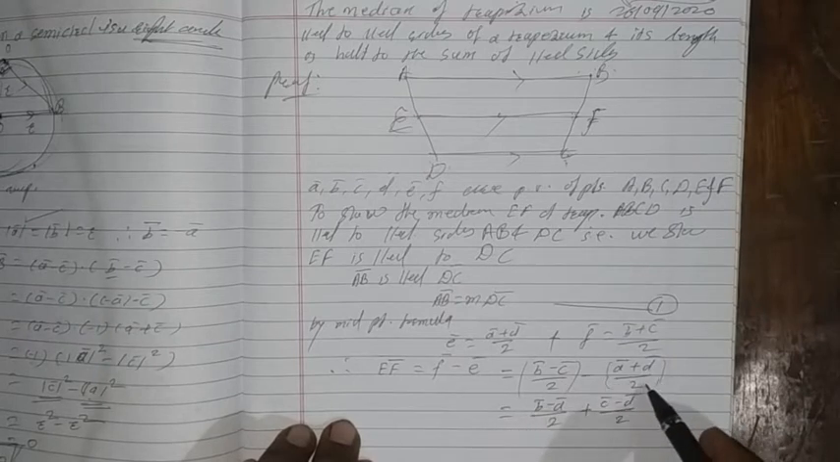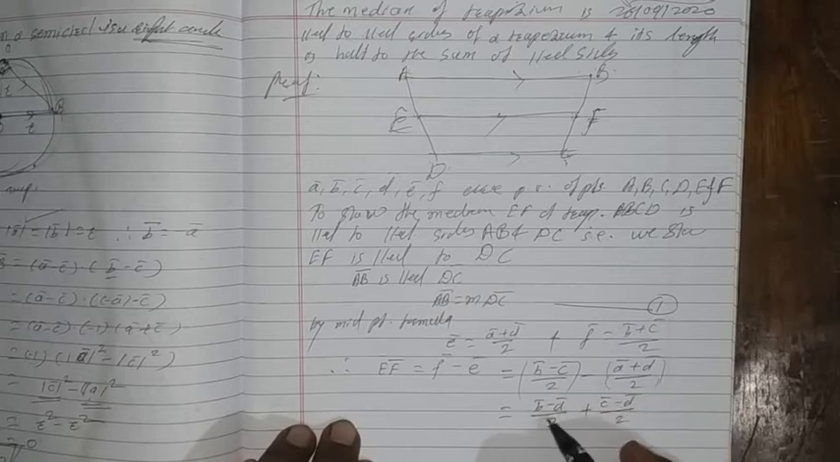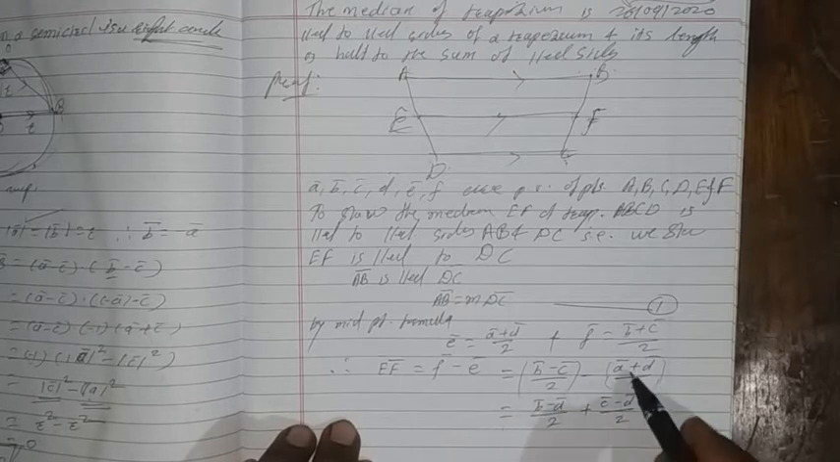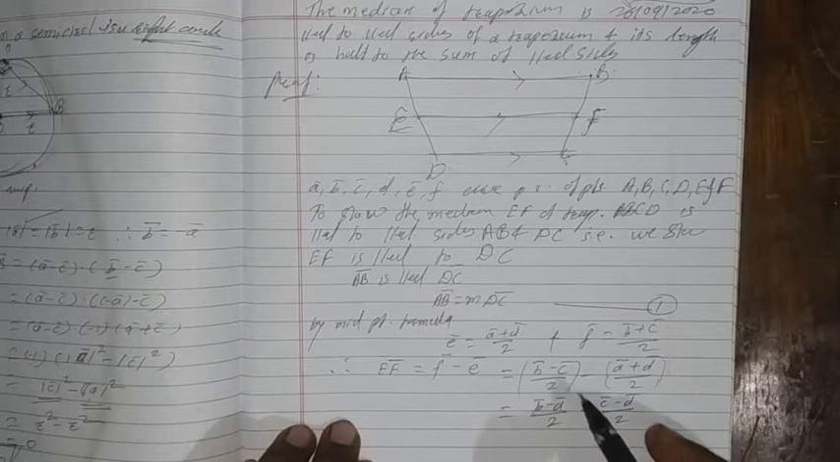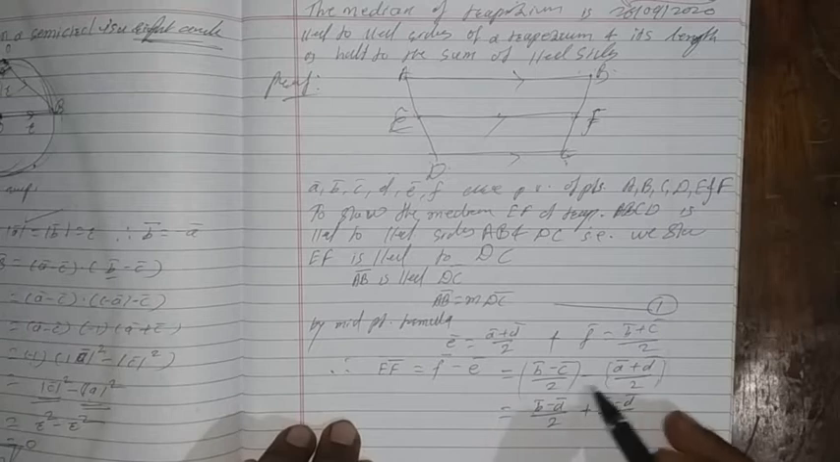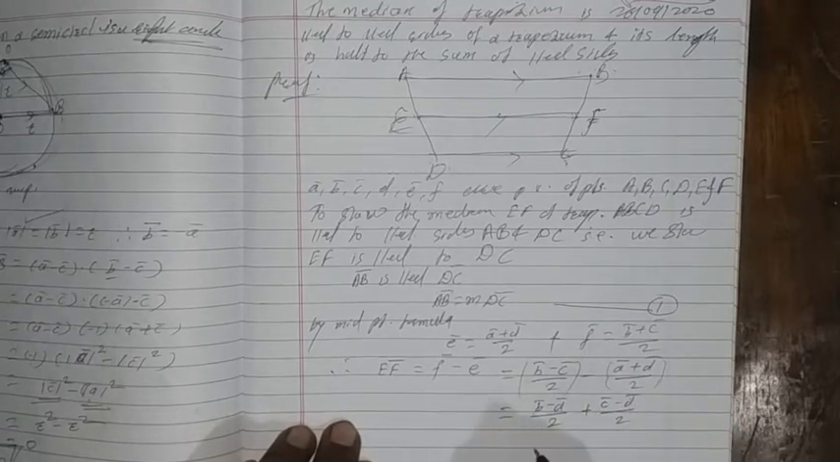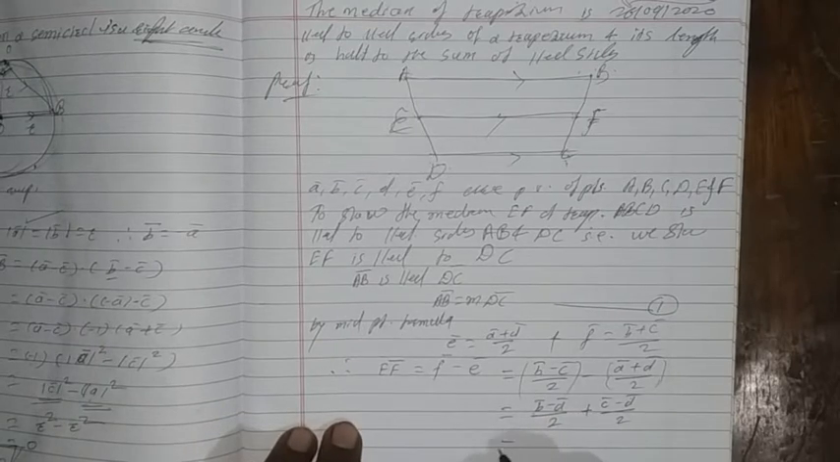Then we have to solve this bracket. The minus sign before A gives vector B minus vector A divided by 2, plus C as it is, and minus into plus gives minus, so C minus D by 2. Next, we use the definition of position vector: vector B minus vector A is vector AB, divided by 2, plus C minus D, vector DC, divided by 2.